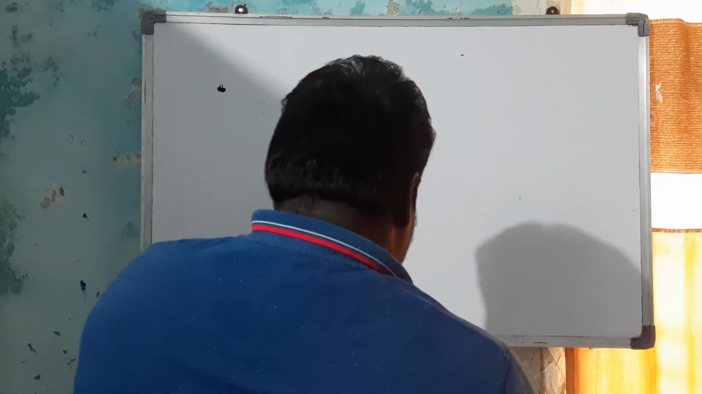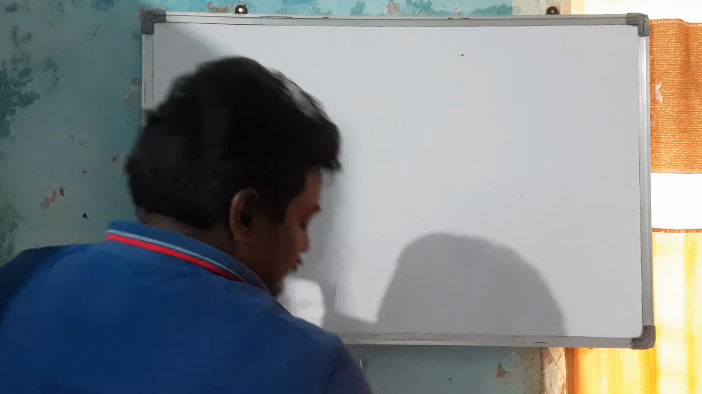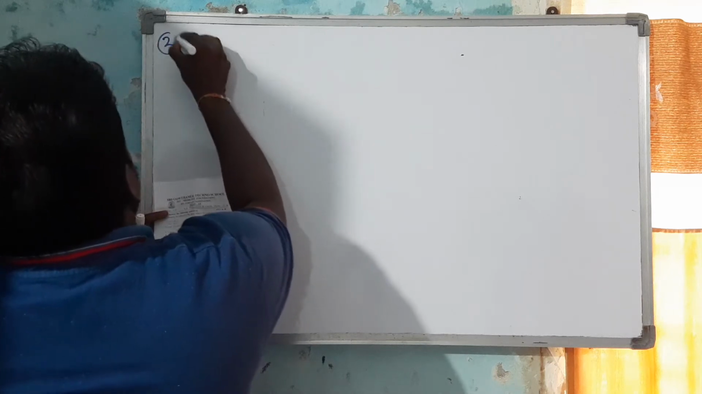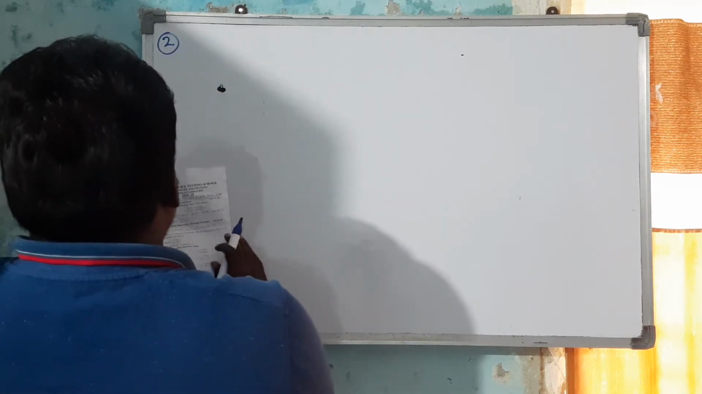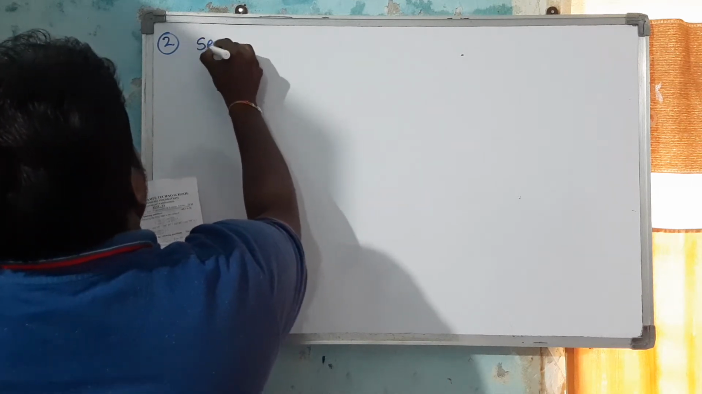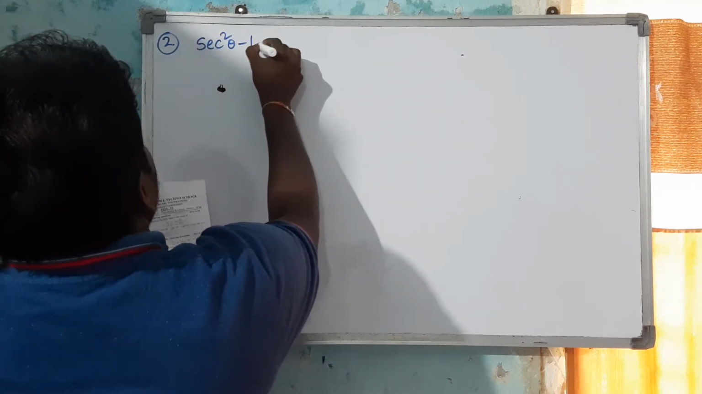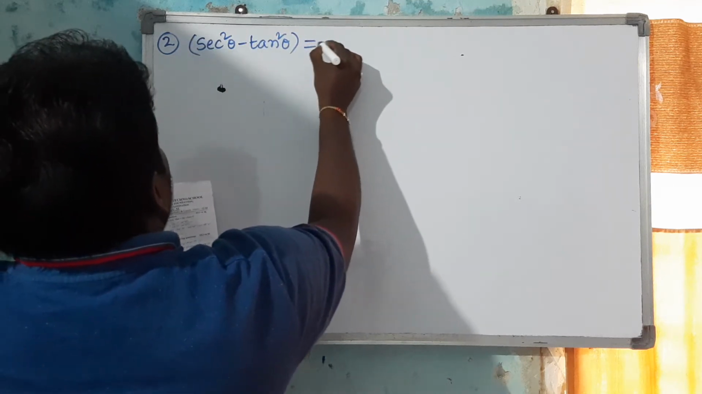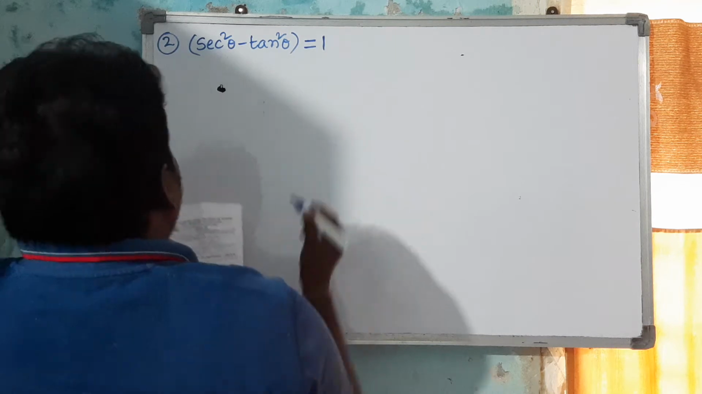Next question. Next question is this: write all the derivatives of secant square theta minus tan square theta equal to 1. Write all the derivatives.